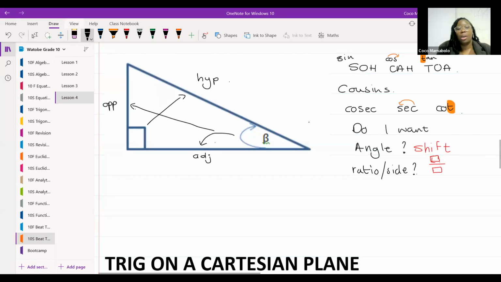Excellent. All right. Before we continue, I want to remind you guys that if I decide that I have another angle theta over here, what is this side in relation to theta?